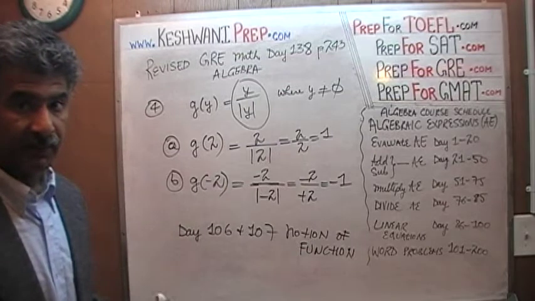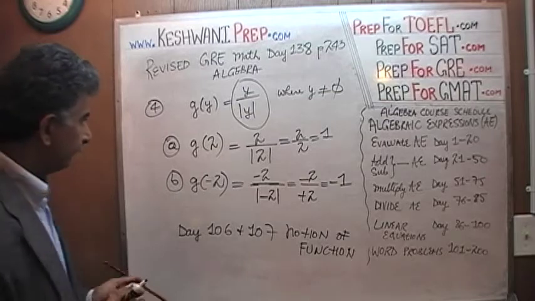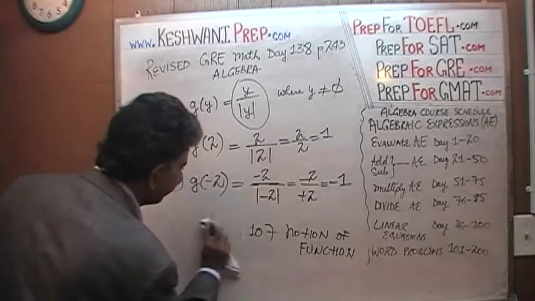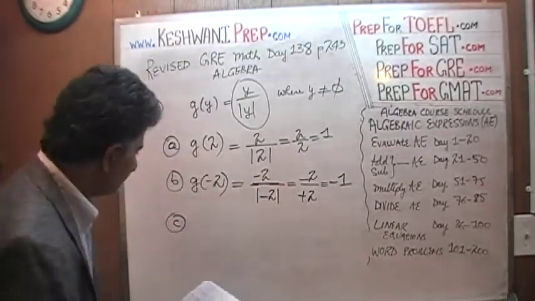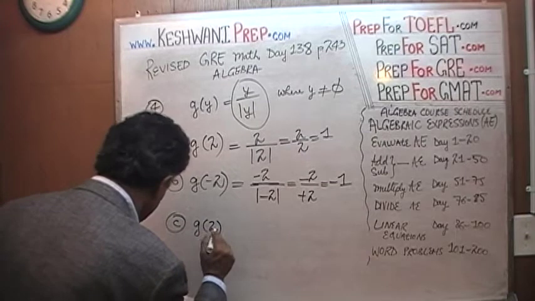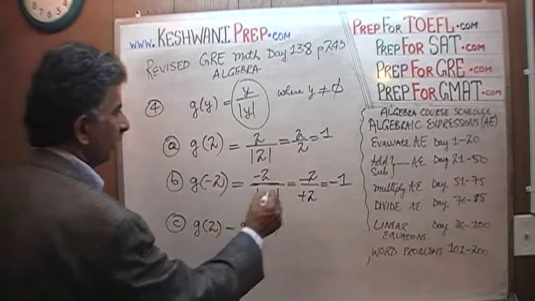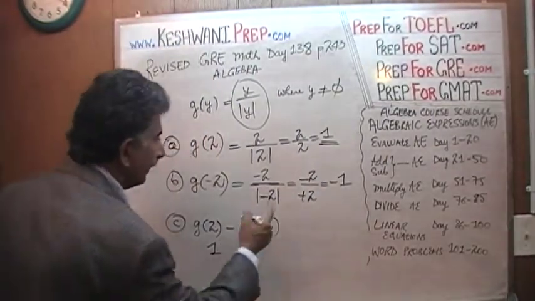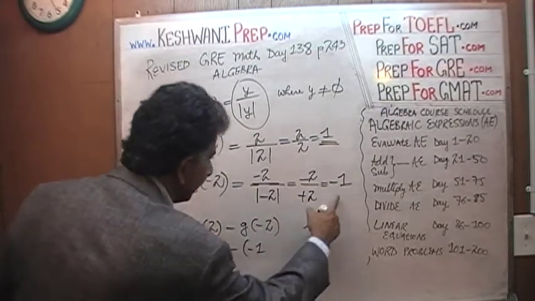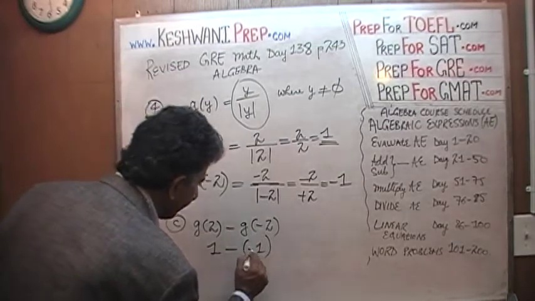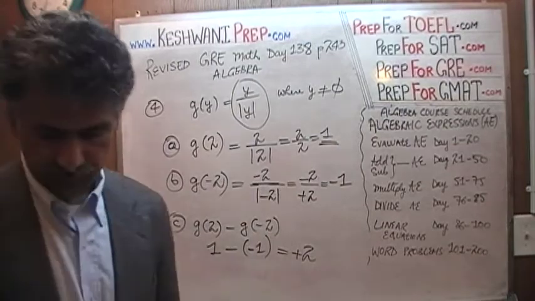And the reason I caught myself right away is because I know what they're asking in C. In C, they're asking about the difference of the two. Let's do it right here. They say what is the value of g of 2 minus g of negative 2? Well, that's pretty straightforward. G of 2 we found out is positive 1. And g of negative 2 we just found out is negative 2. Sorry, negative 1. So it's 1 minus a negative 1, which gives us positive 2. That is your answer. That was the answer to C.